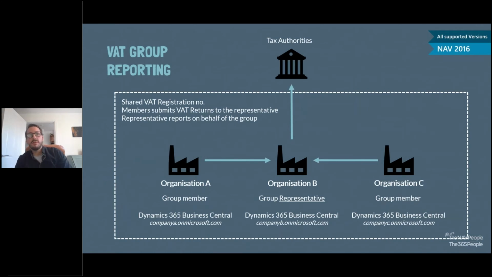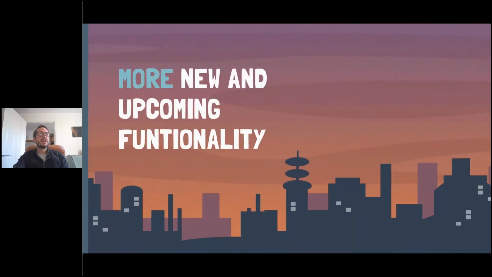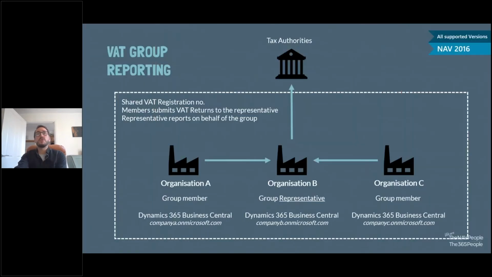This is quite a nice one as well. VAT group reporting. For those of you that want it, you know what it is. If you have businesses with a shared VAT registration number, it allows multiple companies to submit to one organization which acts as a group representative. So the companies can share their VAT and then it gets submitted by one company on behalf of the group. So it's a much nicer process. By the way, that actually goes back to all supported versions now. That's not just this release, that goes back as far as now 2016.